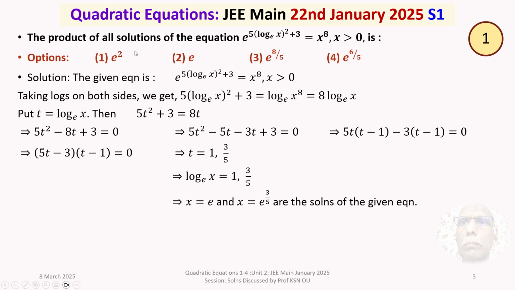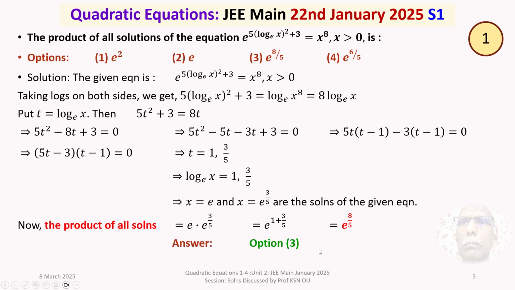Now, we are required to find the product of all solutions of the given equation. The product is e multiplied by e power 3 by 5, that is equal to e to the power of 1 plus 3 by 5, that is equal to e to the power of 8 by 5. Right. Now our answer appears against option 3. The answer to this question is option 3. That is the detailed discussion of the solution of the given problem, and it is the simplest and easiest problem.